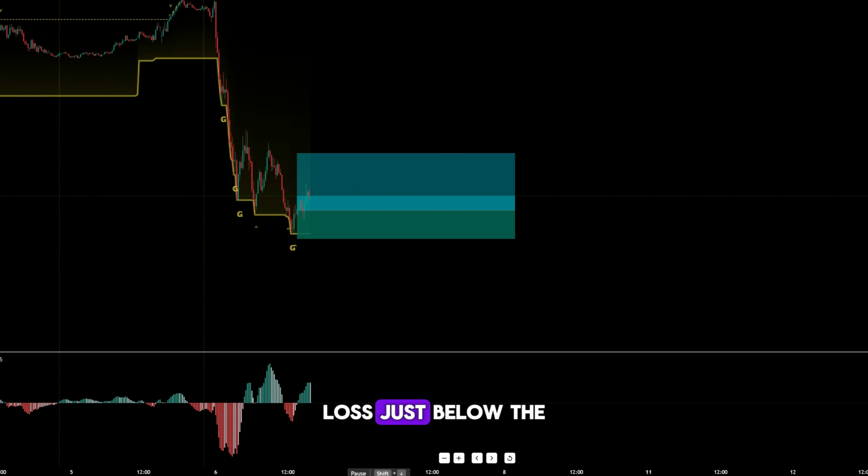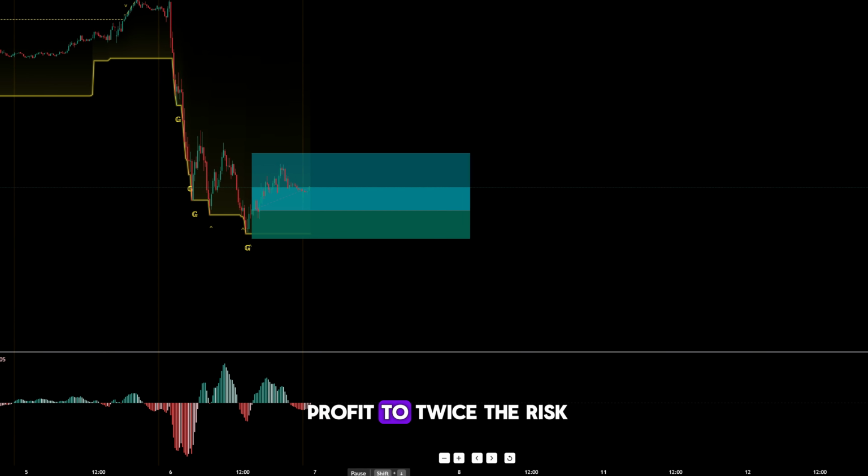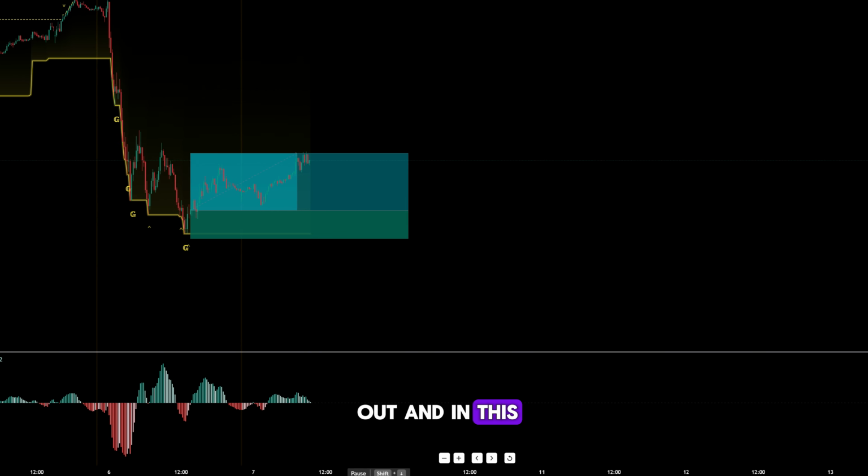Place your stop loss just below the lower band and set your take profit to twice the risk. Let the trade play out, and in this case, it was profitable.